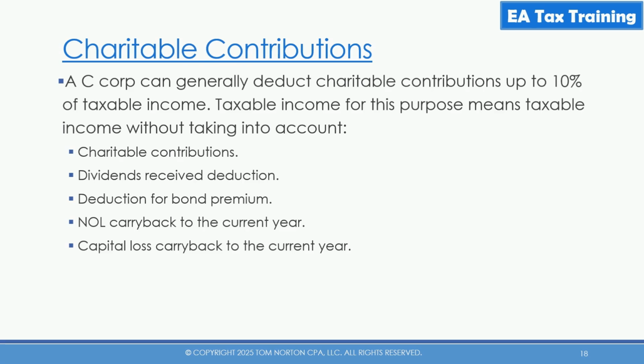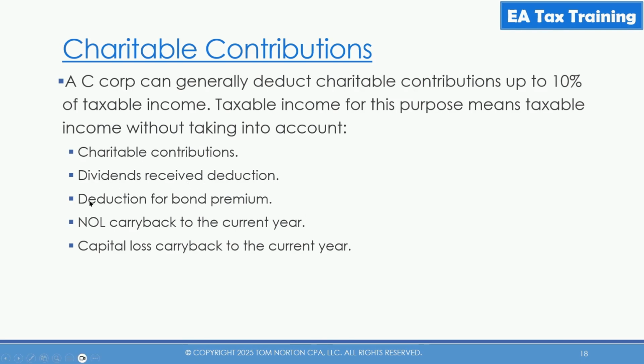Charitable contributions. A C corporation can generally deduct charitable contributions up to 10% of taxable income. You want to know that for the exam. So they can make charitable contributions and deduct them up to 10% of taxable income. And taxable income for this purpose means taxable income without taking into account all of these things. So you don't have to take into account the charitable contributions themselves. You don't have to take into account the dividends received deduction. You can pretend like that does not exist.